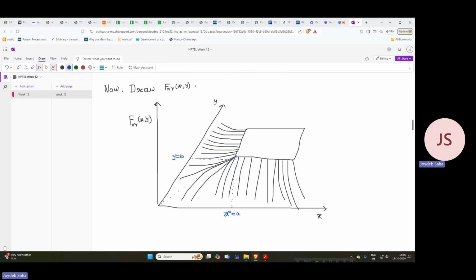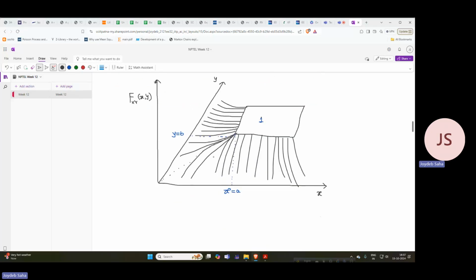Because if both are greater, y greater than b means this portion, and x greater than a means this portion. So look carefully that if x greater than a and y greater than b, that means this part, right? And its value is 1. So it is nothing here, value is 1. Okay. So this is the sketch if we roughly draw.